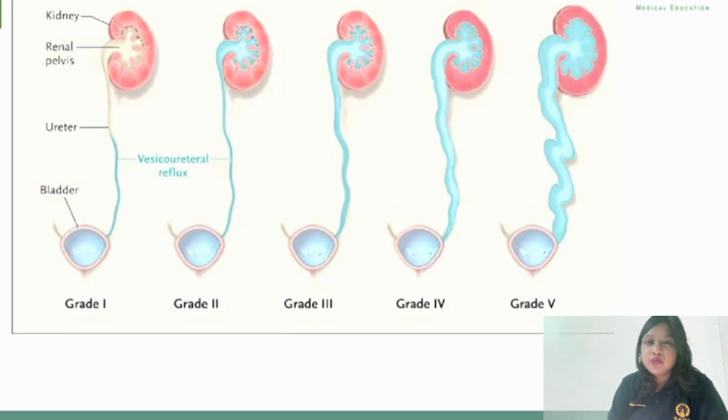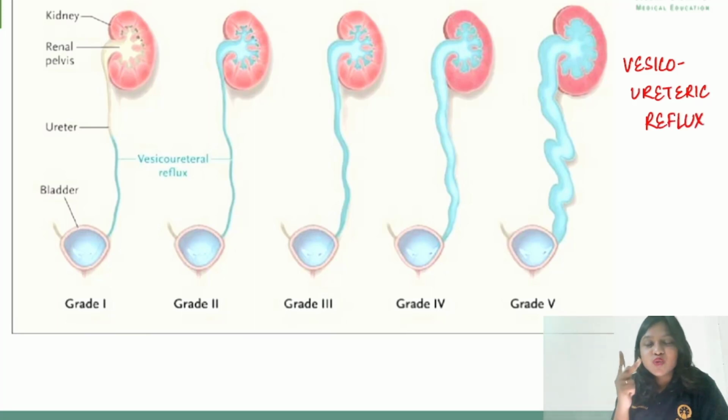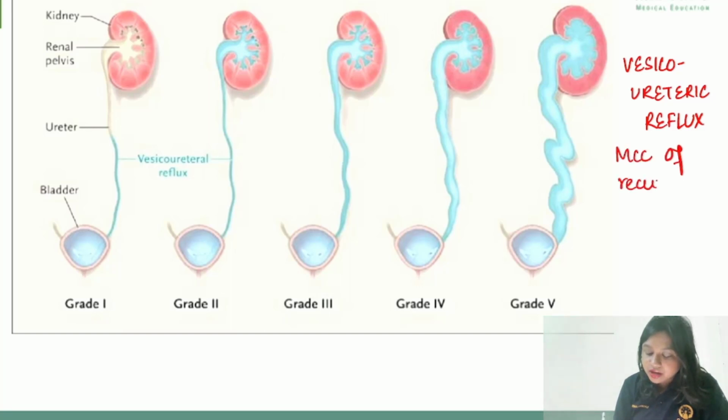Now coming to this very important image, and I discuss this image in every class because this is one of my personal favorites. This is the grading of vesico-ureteric reflux. So whenever I say vesico-ureteric reflux, 2 questions come to my mind. Most common cause of recurrent UTI in children.